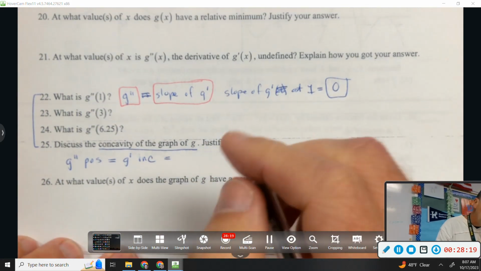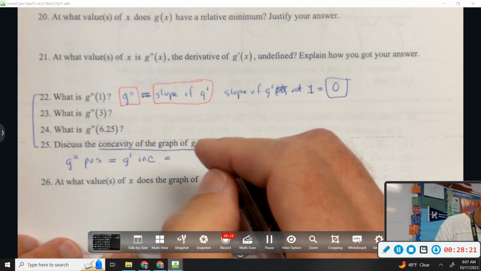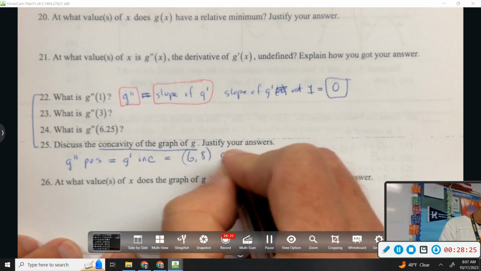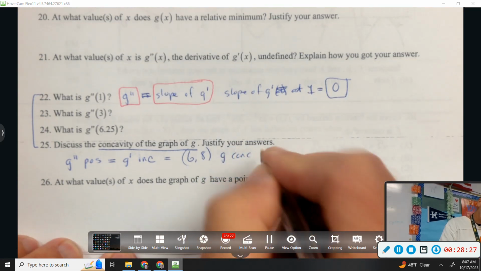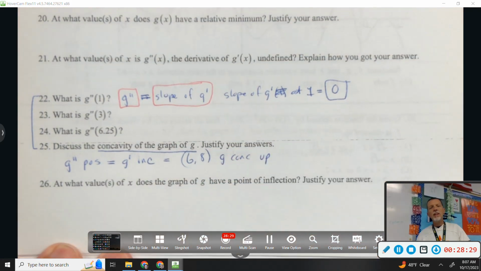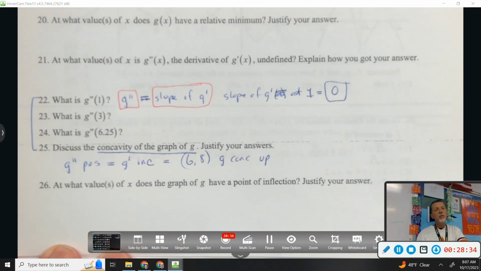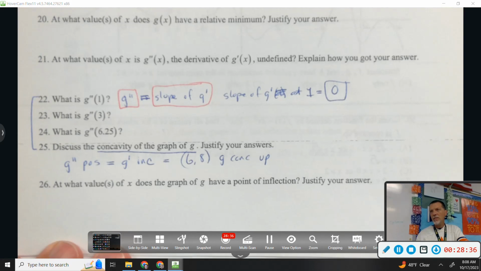So g prime is increasing from 6 to 8, which would mean g is concave up, because I'm looking at the slope of g prime, and the slope of g prime is g double prime, which is concavity.